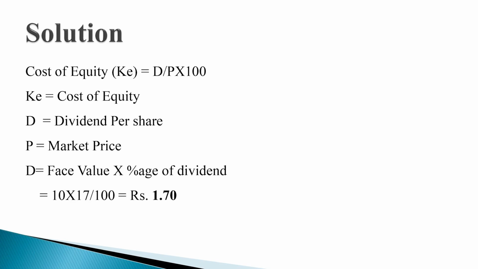What is the D here? Dividend per share. How to calculate the dividend per share here? So, you have to apply this formula. Dividend per share is equal to face value into percentage of dividend. In this problem, face value they are given, it is 10, and percentage of dividend they are given here, that is 17%. Now face value 10 into 17% is equal to rupees 1.70 as the dividend per share.